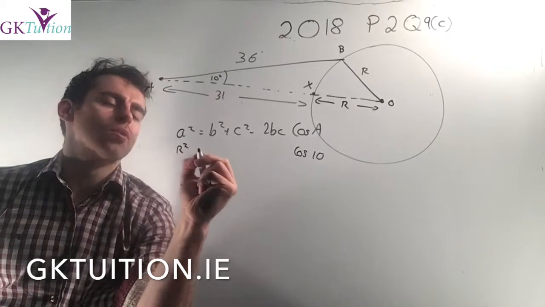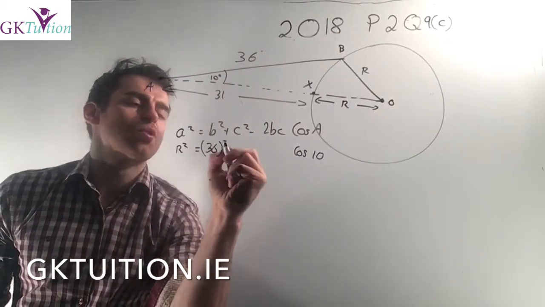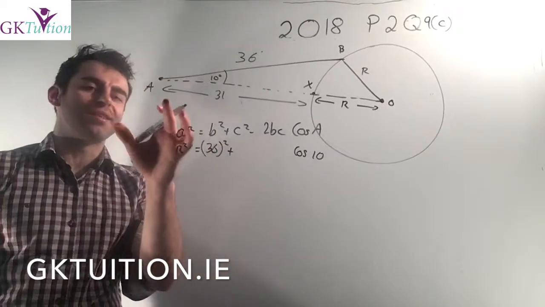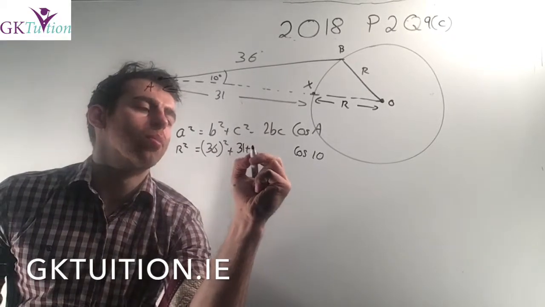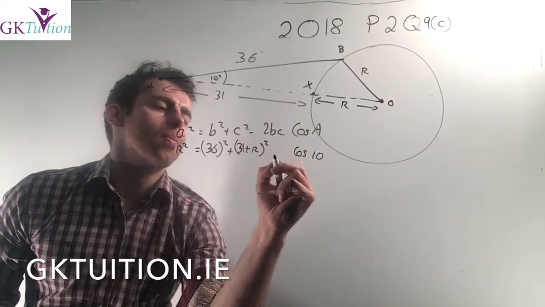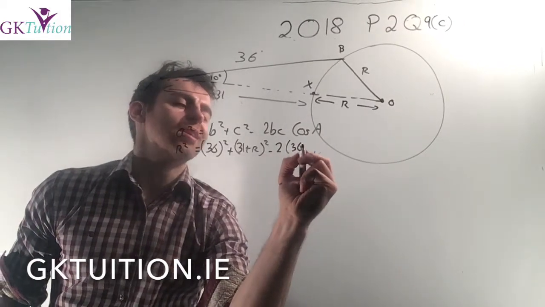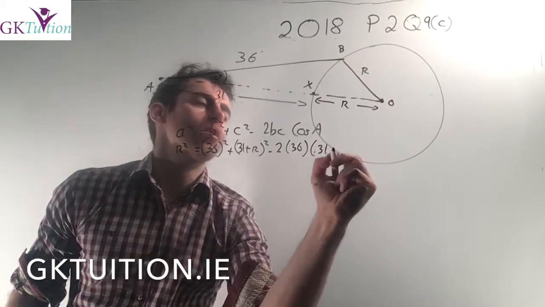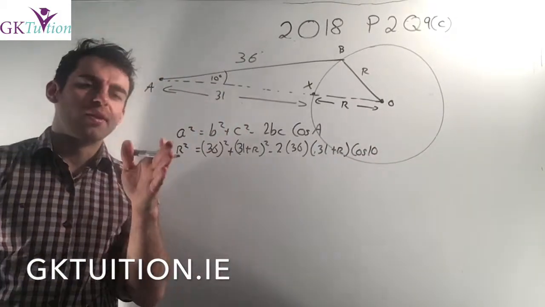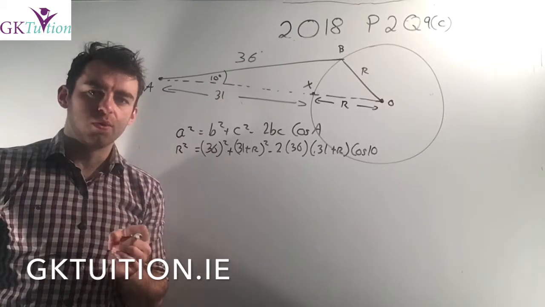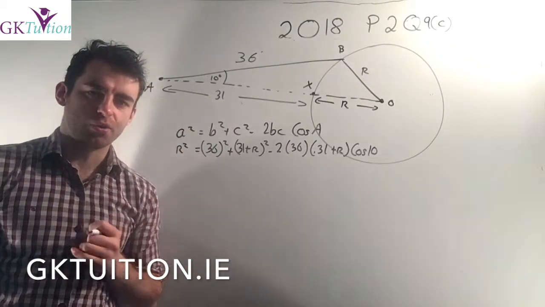So that's going to be OR squared, which is equal to one of the sides, which is 36 squared, and then C in this case is going to be 31 plus OR. So C is 31 plus OR to be squared. And it's minus 2 times B, which is 36, times C, which is 31 plus OR, times the cos of A, which is the cos of 10. Now at this point you've one equation, you've one unknown, which means you can find the value of your OR. Now I want you to try this yourself and then I'll go through it.